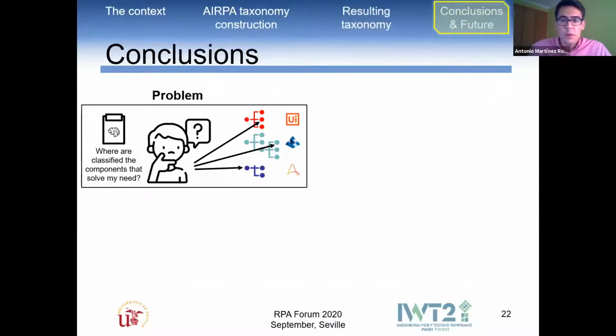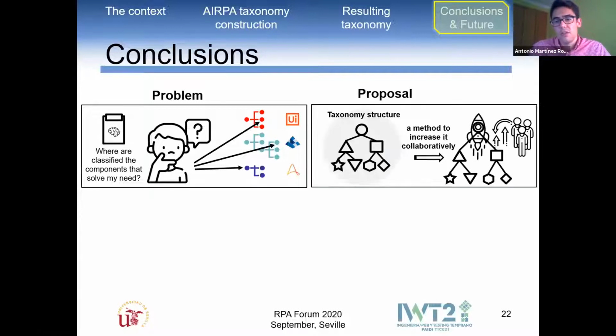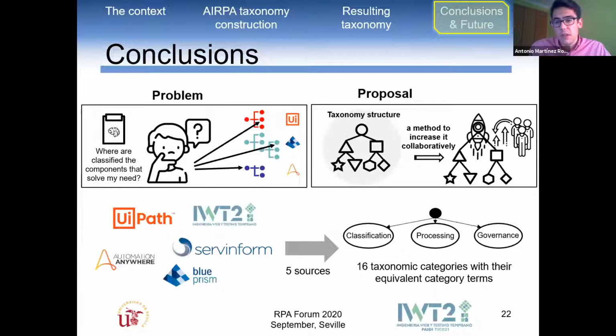As conclusions, for the problem that we have commented on, in which the developer asks himself where the components that solve his necessity are classified, we find a solution: a structure of a taxonomy that has as objective a method to increase it collaboratively, where we have made a proposal using information available in the main RPA platforms, industry knowledge of ServInform, and the scientific knowledge of our research group. And as a result, we obtain a tree with 16 taxonomic categories. But the most important thing about this approach is its incremental character.